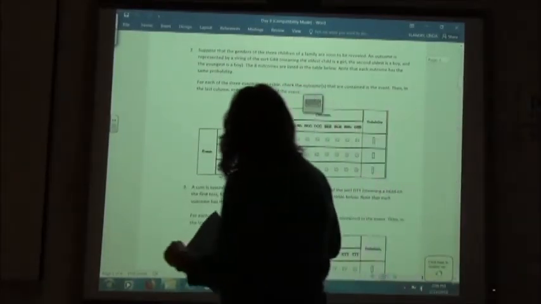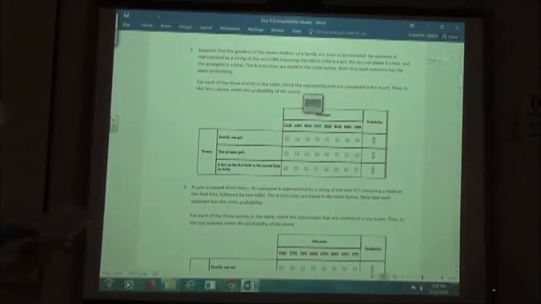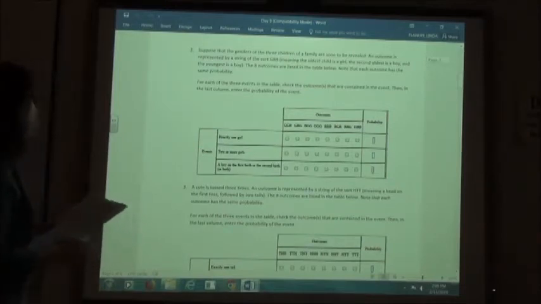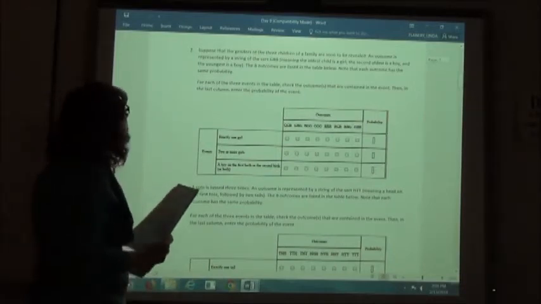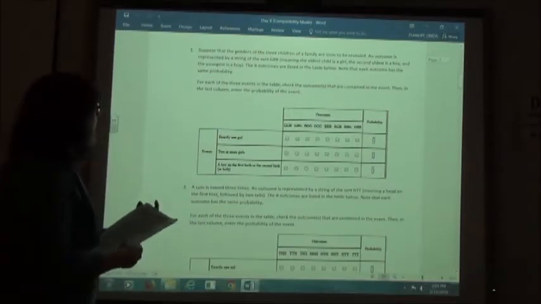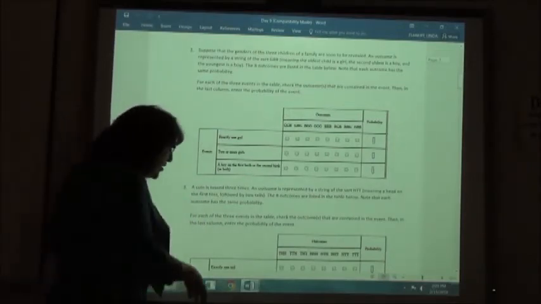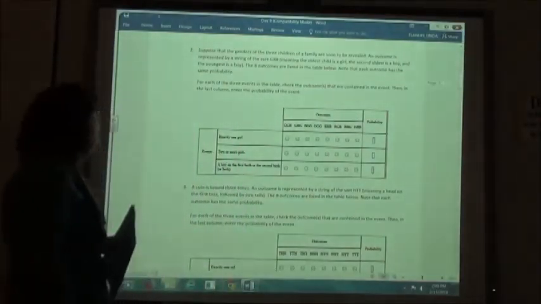So on the second one, suppose that the gender of 3 children of a family are soon to be revealed. An outcome is represented by a string of the sort GBB, which means the oldest child is a girl, the second oldest is a boy, and the youngest is a boy. The 8 outcomes are listed in the table below. Note that each outcome has the same probability. And again, we're going to check off which ones are true and then figure out what the probability is.